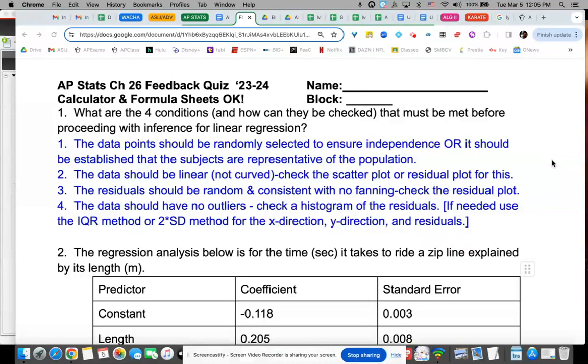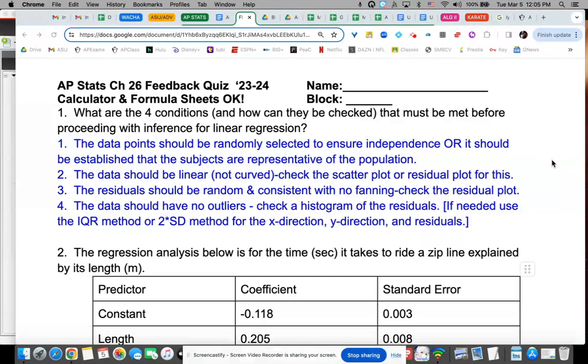This is the introductory feedback quiz, but kind of lesson, for inference with slope. It's chapter 26 in our AP Stats book, and in the book, there's only one chapter that covers inference dealing with slope. So this is it. We're almost done with the year. This is second to the last. We're going to do chapter 5 after this with chi-squared, which is matrices a lot. But here we go, slope.